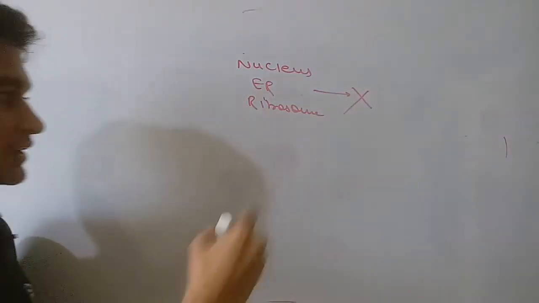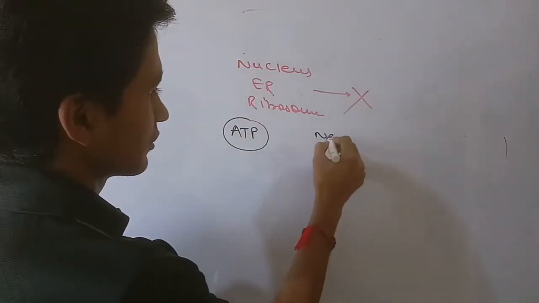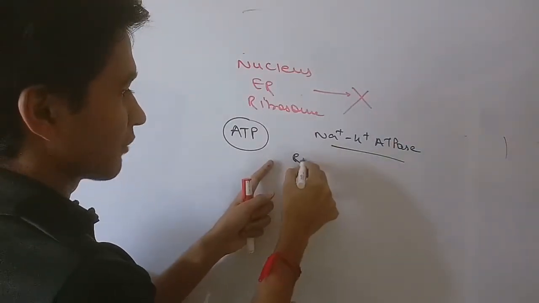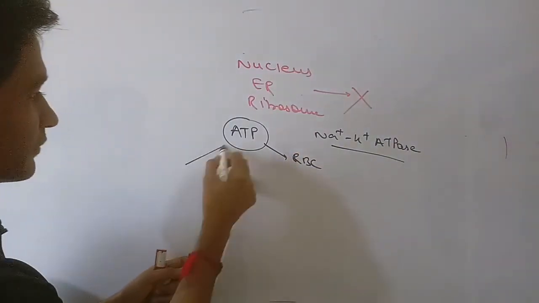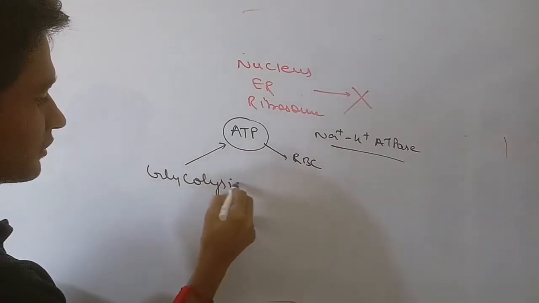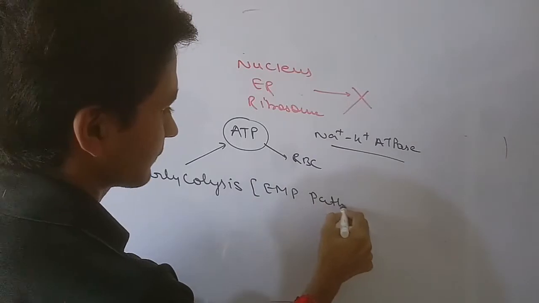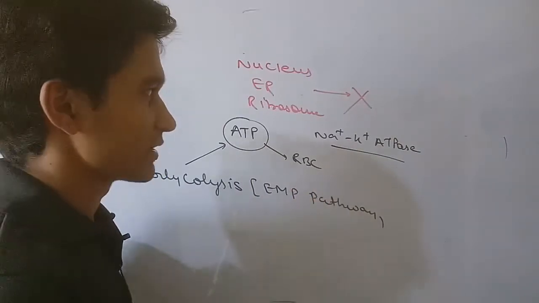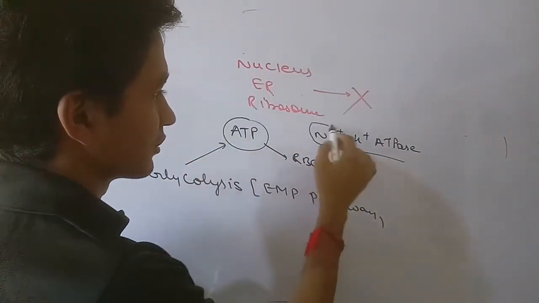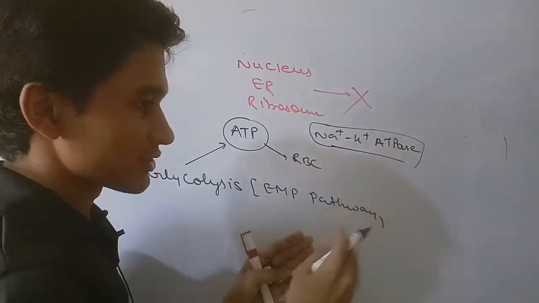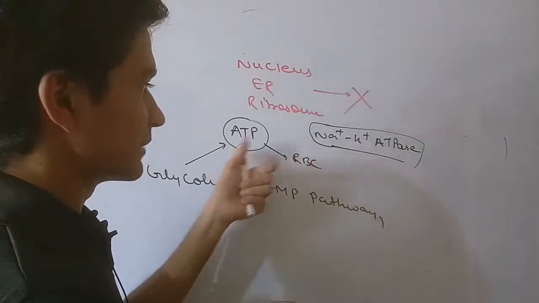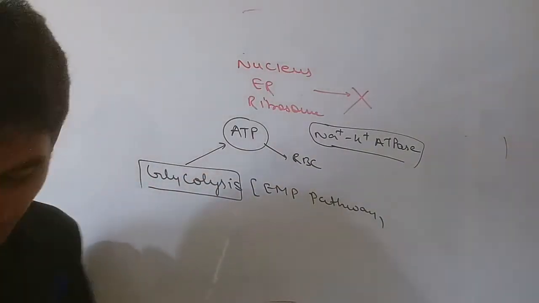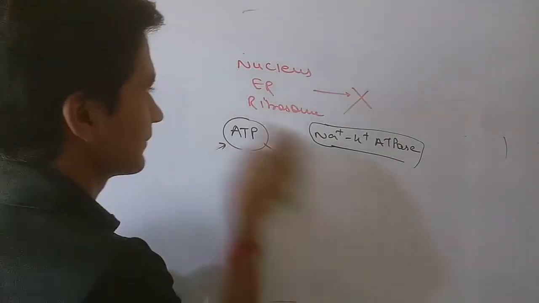But still, RBC requires ATP because it has to run the sodium potassium ATPase pump to maintain the ionic environment inside the cell. So RBC requires ATP, and this ATP requirement is fulfilled by the glycolysis process, that is the EMP pathway, okay. ATP is delivered by the glycolysis process which is running inside your RBC, okay. So this is the first process going on inside RBC, that is glycolysis.